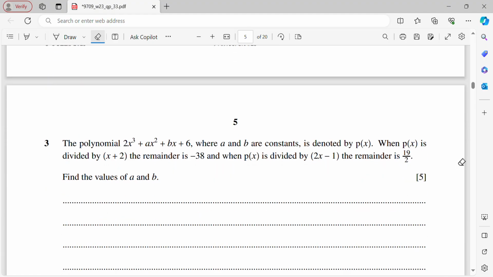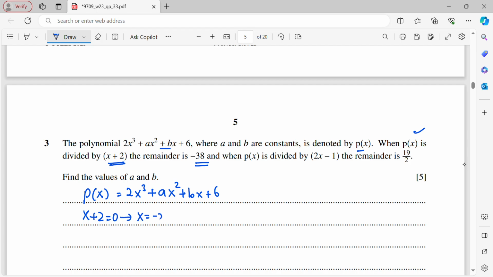Okay, now next question number 3. The polynomial is denoted by p(x). So now I will write down first p(x) is 2x cubed plus ax squared plus bx plus 6. Now when p(x) is divided by x plus 2, the remainder is minus 38. So for x plus 2, you just let the divisor be 0, then your x is minus 2, which means p(-2) equals negative 38.